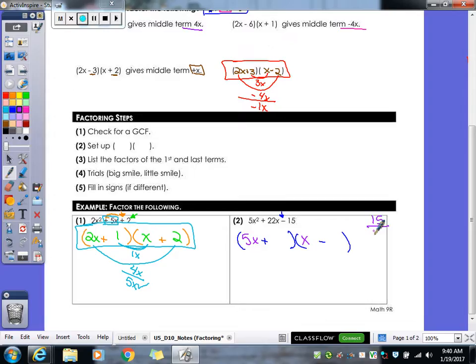So then what we have to do is come up with our factors of 15. 3 and 5, but there's another one. 5 and 3, 1 and 15. So we're trying to get a 22 in the middle. It's kind of hard to predict, so let's just pick one and try it. 1 and 15.